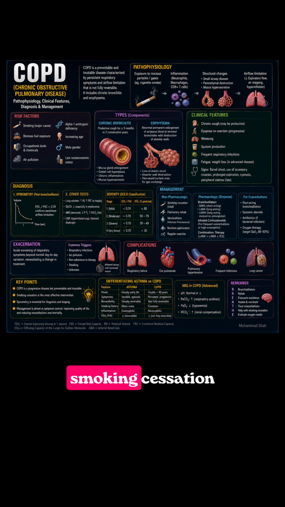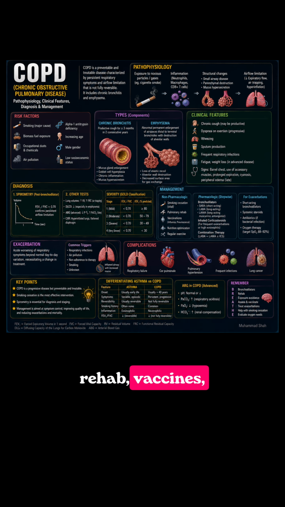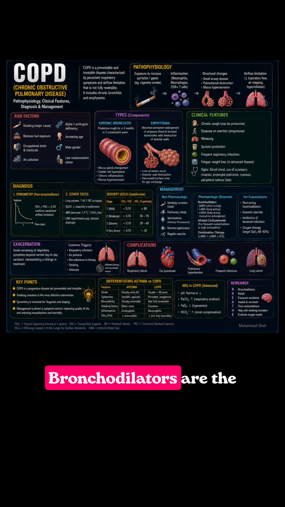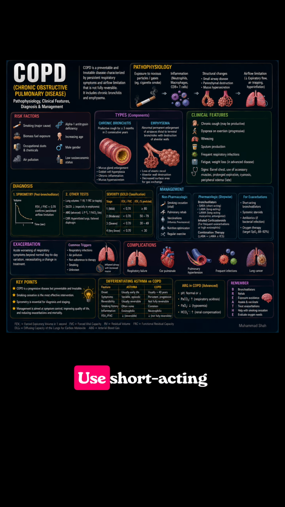Management starts with smoking cessation. This is the most important intervention. Also use pulmonary rehab, vaccines, exercise, and nutrition support. Medications are stepwise. Bronchodilators are the foundation. Use short-acting bronchodilators for quick relief. Use long-acting bronchodilators like LABA or LAMA for maintenance. Inhaled corticosteroids may be added for patients with frequent exacerbations or high eosinophils.